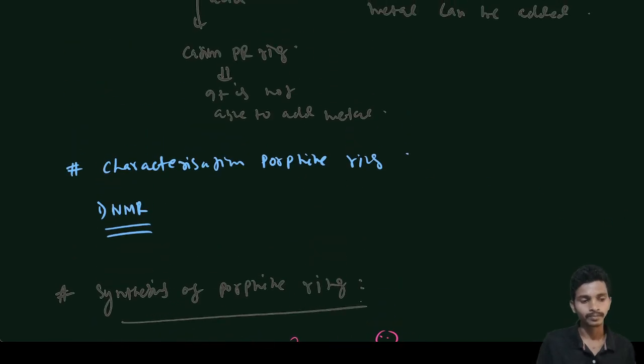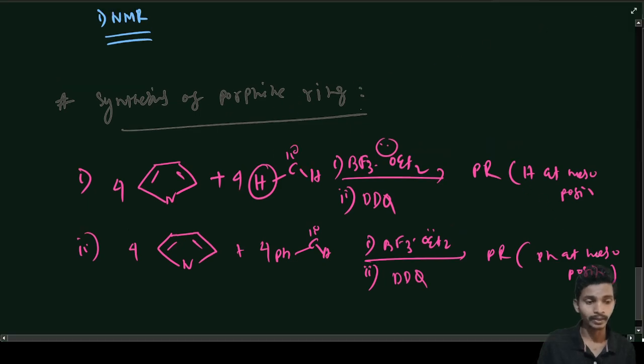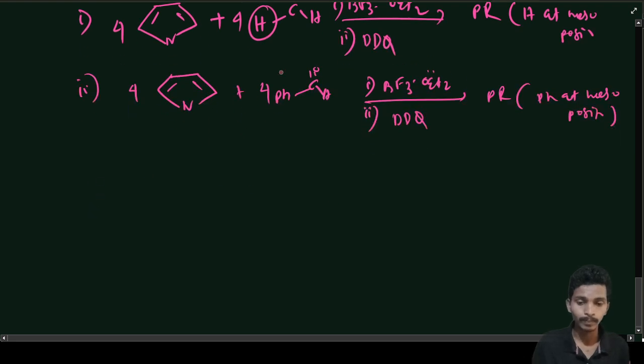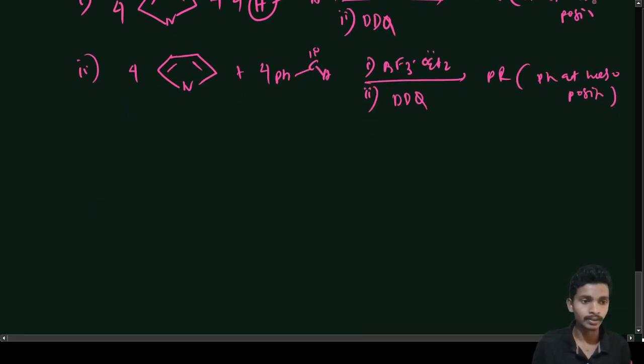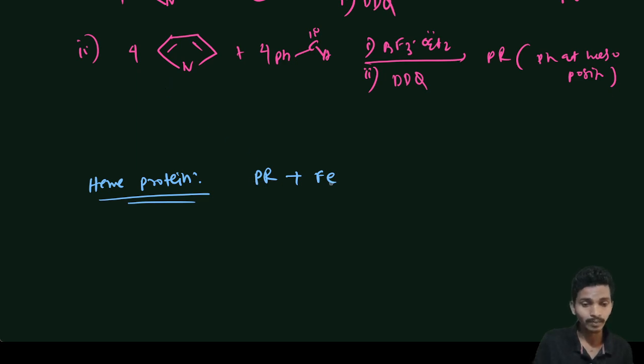Okay, so today I will discuss only up to porphine rings. Next class we will discuss heme proteins and non-heme proteins. Some quick introduction to heme proteins: why have we studied the porphine ring? Because in heme proteins, what is it? This is the porphine ring plus Fe atom. Then that is called a heme protein.